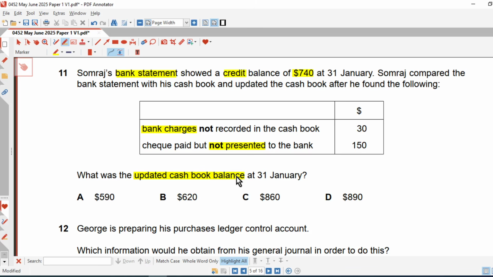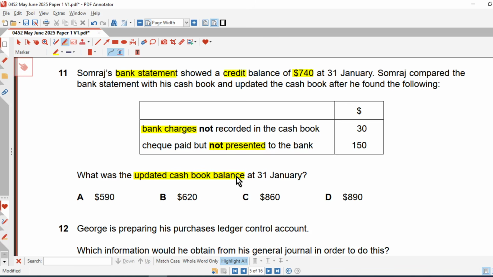So this question here is a little bit tricky. It's not as straightforward as the previous 10 questions we have seen. So this one is slightly tougher, right? But I won't consider it a level 3 question. At most, it's a level 2. So it's a bank reconciliation.